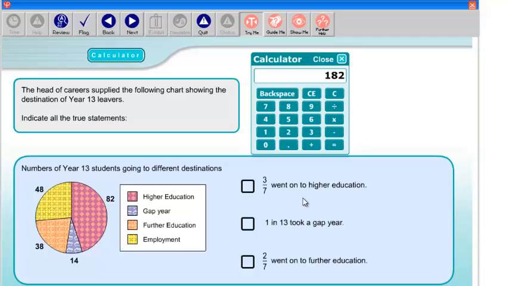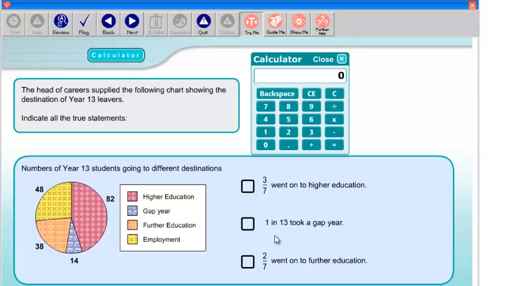So 3/7 went on to higher education. Is that true or false? Let's type 3/7 into the calculator. 3 divided by 7, and we'll times that by the total number of pupils, which we just counted to be 182, and that equals 78. So is that true or false? Well, that's definitely false, because on the chart it actually says 82. Don't worry about all these zeros, I'm not sure why that happened.